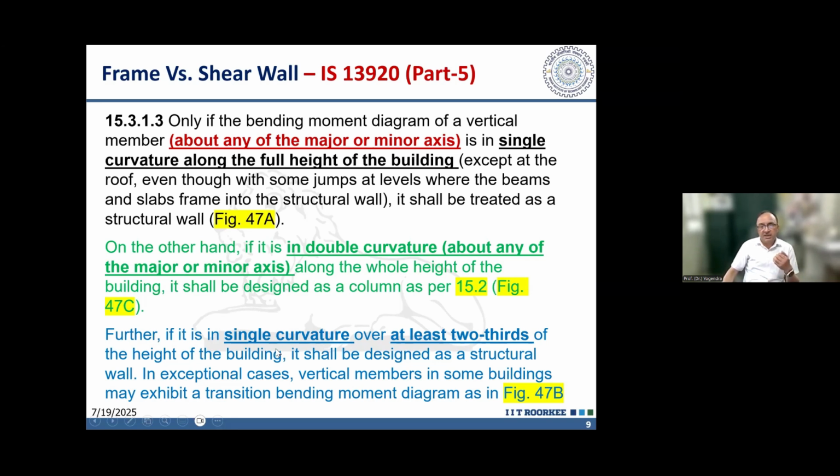So it is the variation of the curvature, and single curvature should be at least in two-thirds of the bottom story. Then it will be considered as shear wall, and we can apply the shear wall detailing to those members.